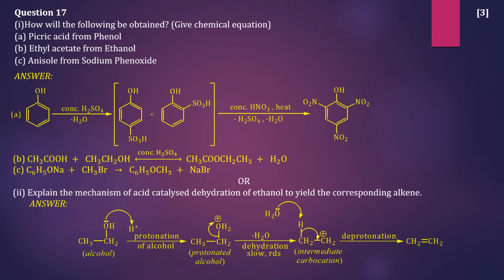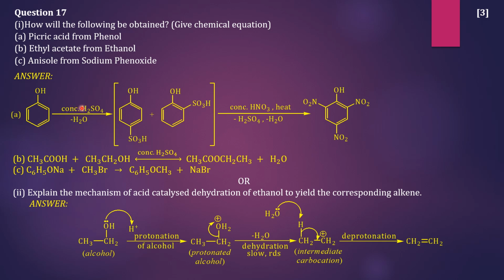Next, question number 17, conversion, and see here, give chemical equation so you cannot miss any byproduct. But since the word balanced is not given here, you don't need to balance the equation. Now first one, picric acid from phenol. Picric acid is 2,4,6 trinitrophenol. You can do it in one step also. Phenol directly treated with a mixture of concentrated H2SO4 and concentrated HNO3.